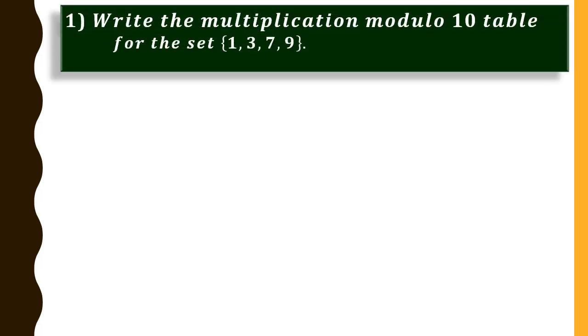Okay, we shall consider another example. Write the multiplication modulo 10 table for this set 1, 3, 7, 9. Okay, observe carefully the given set. We shall take that set as A, whose elements are 1, 3, 7, 9. So what is the given binary operation? That is multiplication modulo 10. So we have to write the table for the given set under the multiplication modulo 10.